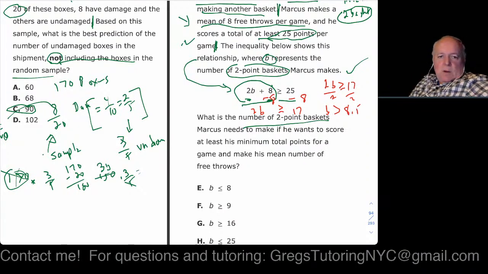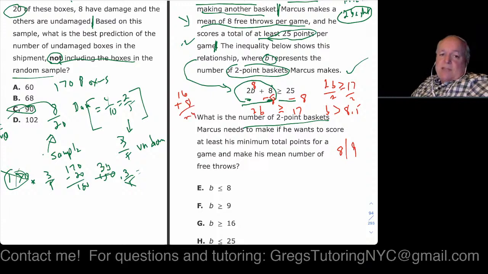All right. So that means he needs to make 8.5 2-point baskets. Well, he can't do that. So he either needs to do 8 of them, or 9 of them. So the question is, which one are they looking for as the answer? Well, he needs to be over 25, so if he only does 8, let's plug it in. If he does 8, we get 16 plus the 8, so we get 24. So if he does 8, he's not greater than or equal to 25.